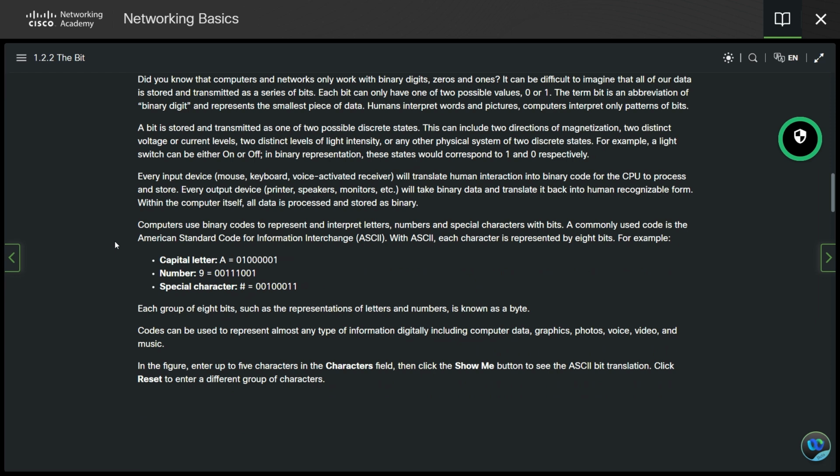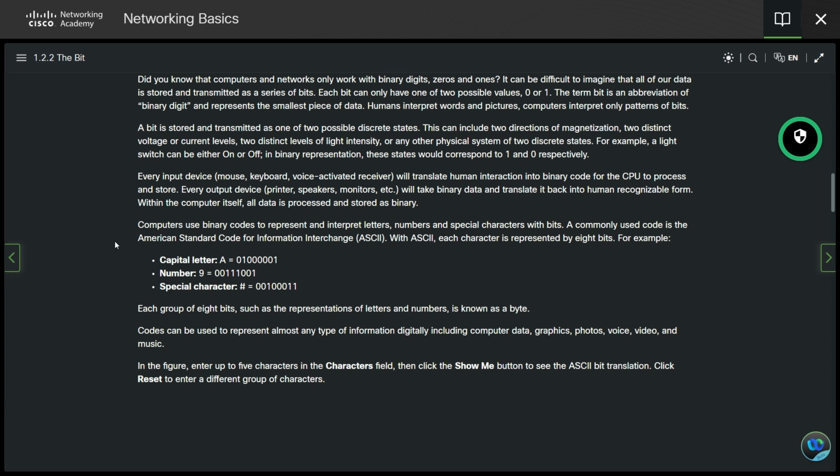Humans interpret words and pictures. Computers interpret only patterns of bits. A bit is stored and transmitted as one of two possible discrete states. This can include two directions of magnetization, two distinct voltage or current levels, two distinct levels of light intensity, or any other physical system of two discrete states. For example, a light switch can be either on or off. In binary representation, these states correspond to 1 and 0 respectively.